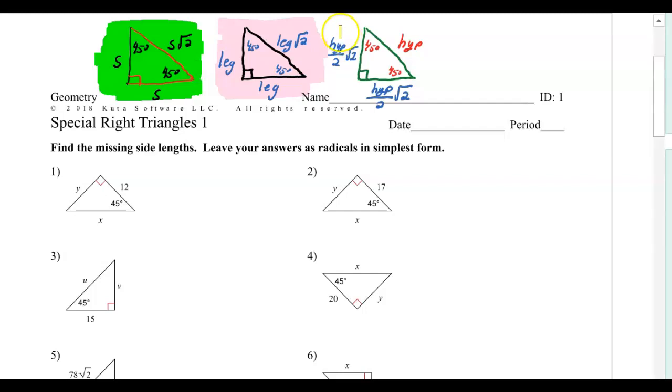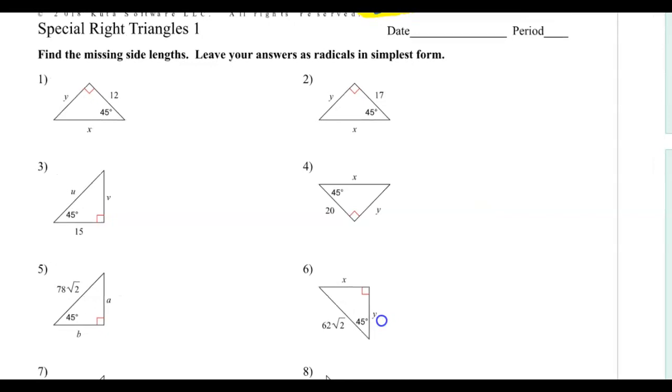And then in the second video, we learned that if we are told the hypotenuse, then the legs are the hypotenuse over 2 times the square root of 2. So let's look at this worksheet, which are our class examples.